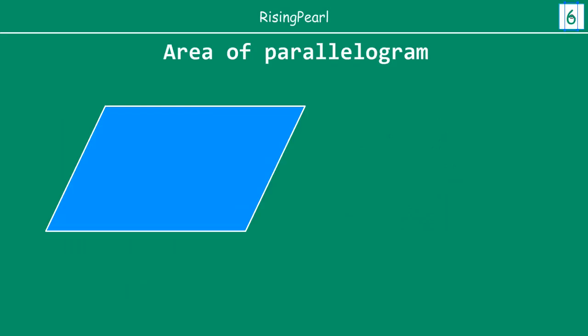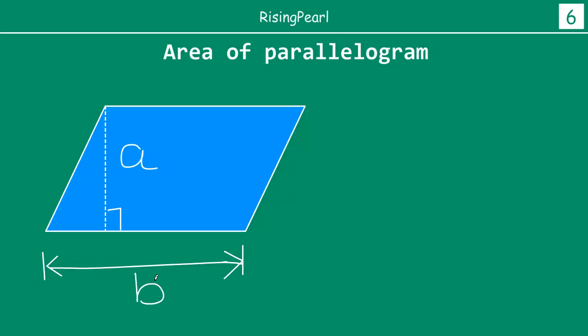Now let's take a look at area of a parallelogram. So how do we find out the area of the parallelogram? Here the area is highlighted in blue. The area of a parallelogram will be, friends, if you drop a perpendicular from one of the vertices on the other base, and if this perpendicular length is a, and if this base is b, then the area of the parallelogram is a times b.